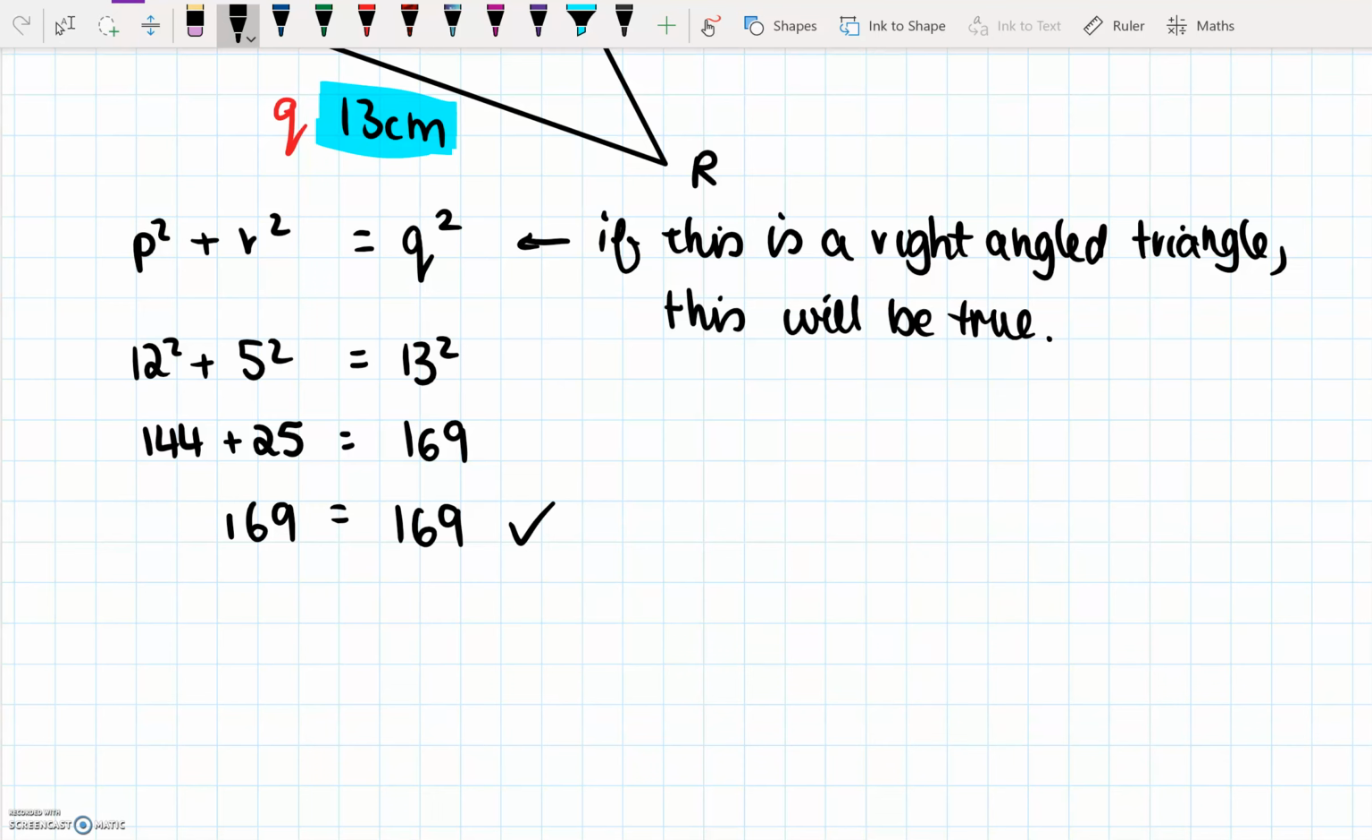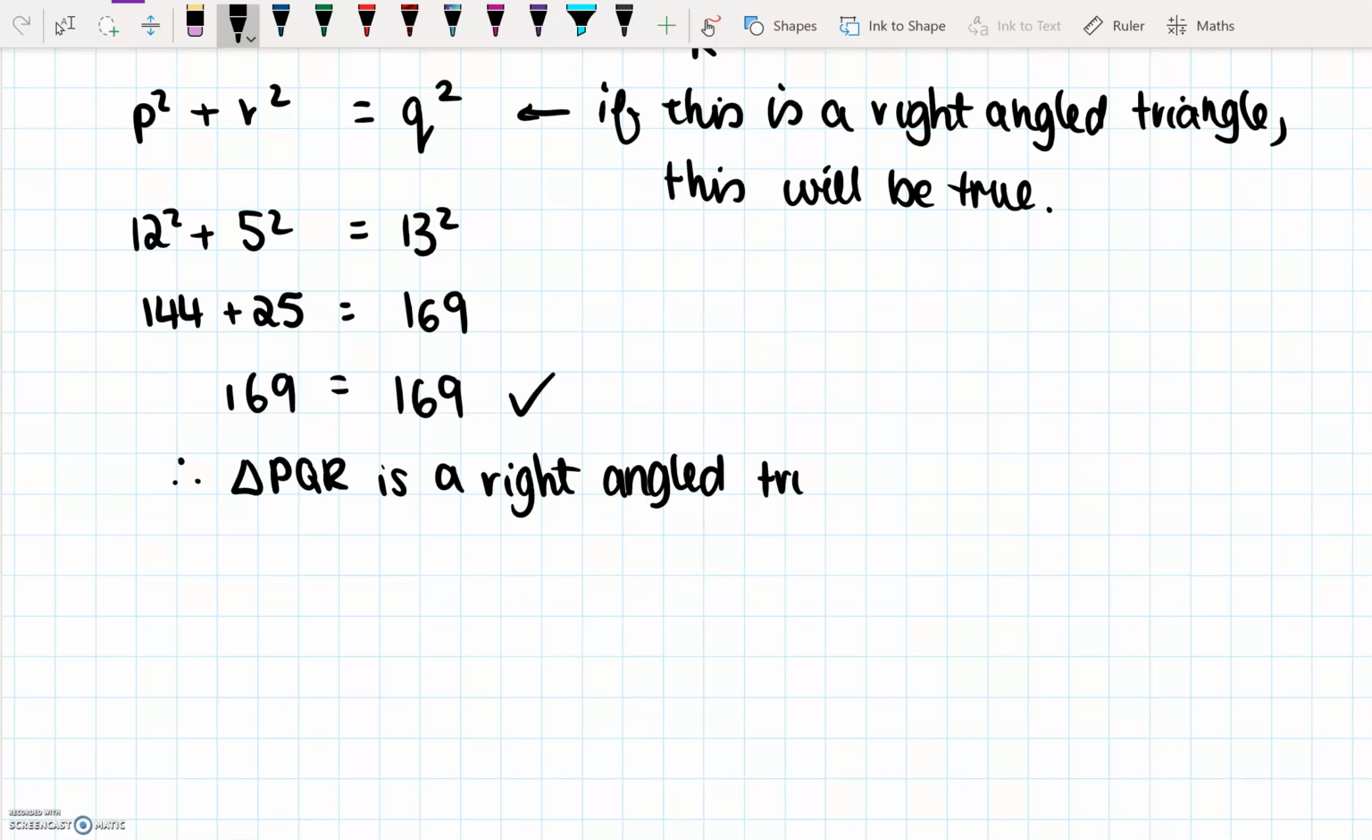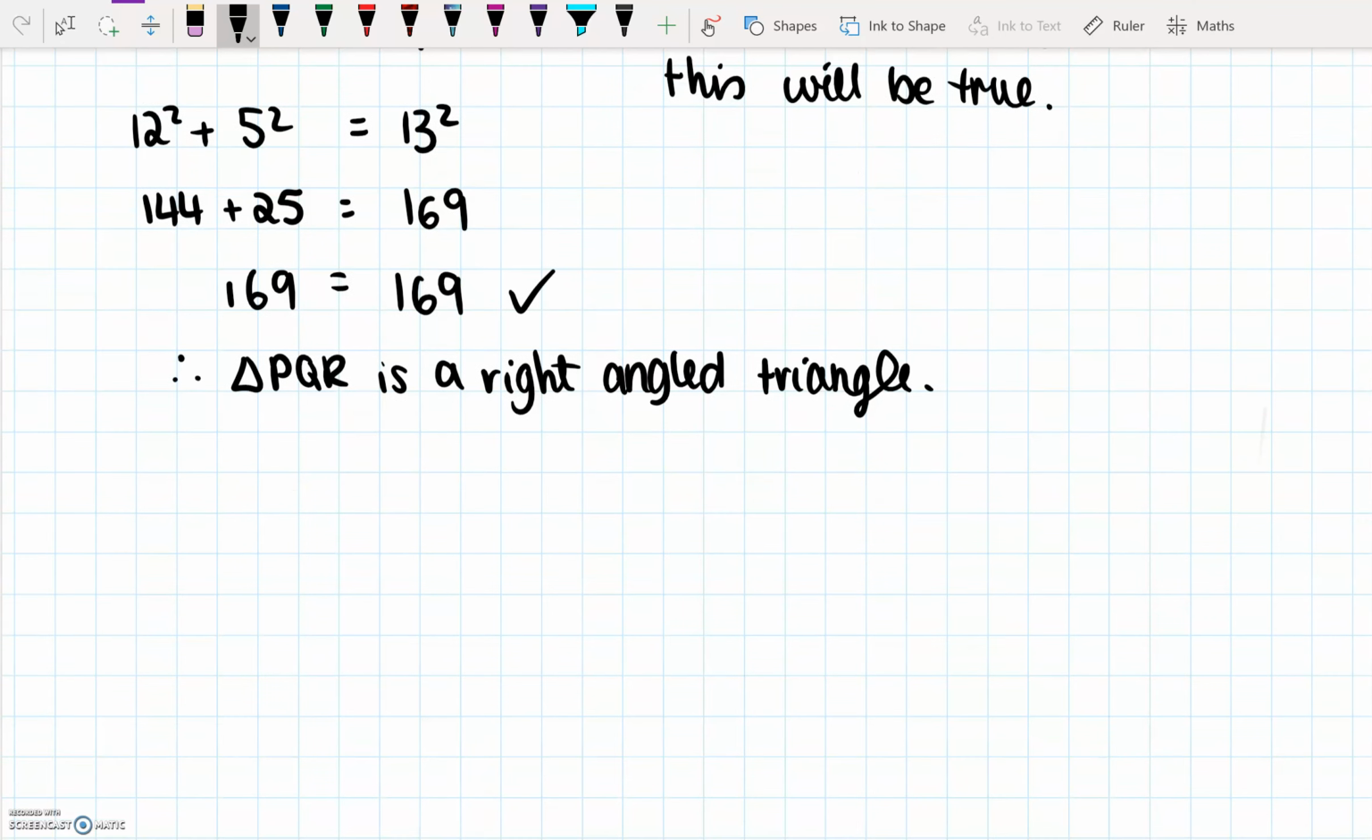169 is equal to 169, so we can say therefore triangle PQR is a right-angled triangle. And we're done. Now let's try one where it doesn't work, so I can show you what kind of result you'll get if it doesn't work.